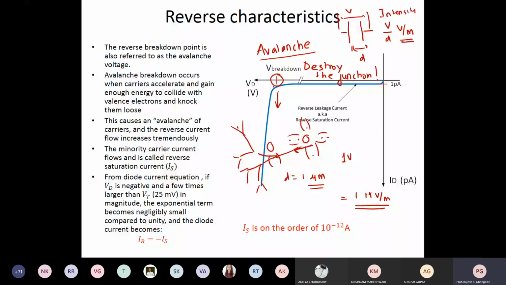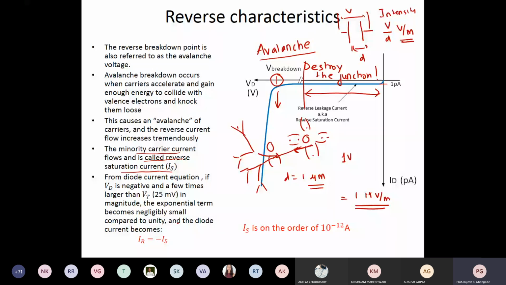Now this, as I said, causes the avalanche of carriers, and the reverse current increases tremendously. Wherever in this particular region it is safe enough, the minority carrier current flows, and we say that the leakage current flows in this region, which is called the reverse saturation current. Again, from the diode current equation, if Vd is negative, in magnitude the exponential term becomes negligibly small compared to unity, and the diode current becomes equal to this.